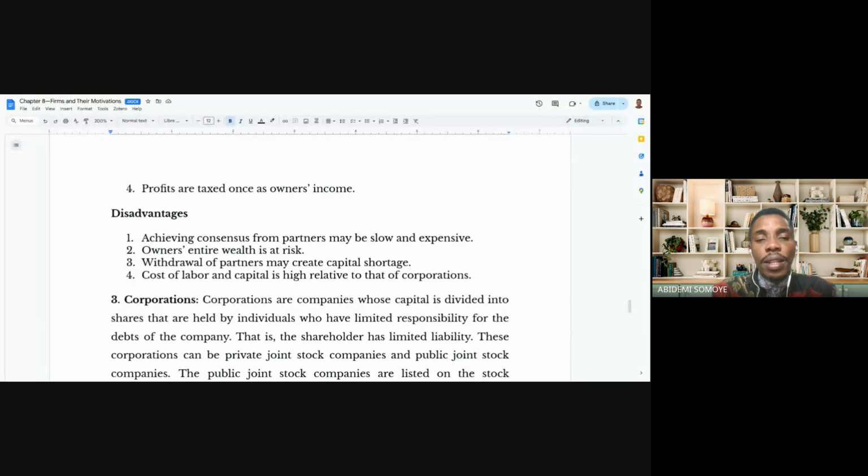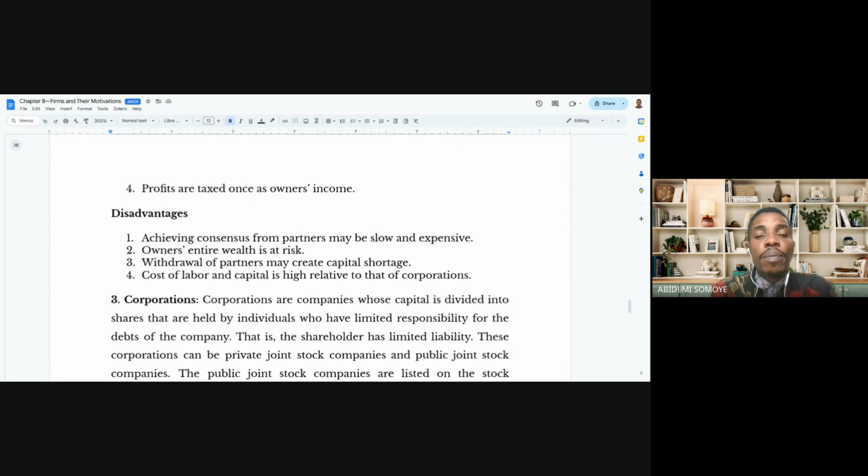Okay, so what is the disadvantage? Achieving consensus from partners may be slow and expensive. All right, so when it comes to being on the same page in terms of decisions, especially when you have partners, it's quite more difficult than when you are alone to make such decisions. All right, because the partners might see things from a different vantage point, and so it might take a while to arrive at concrete decisions on important matters, except the partners have the same kind of worldview or similar mindset.